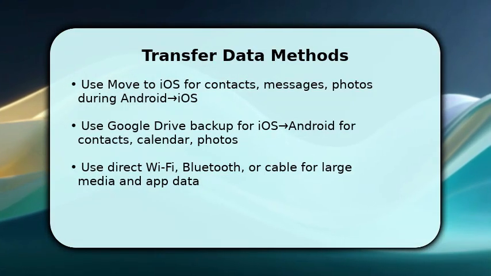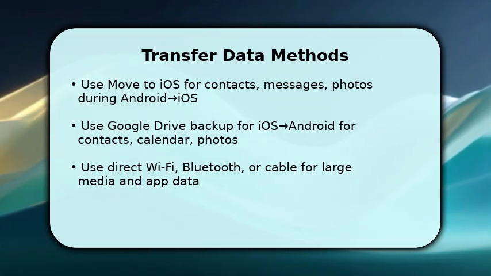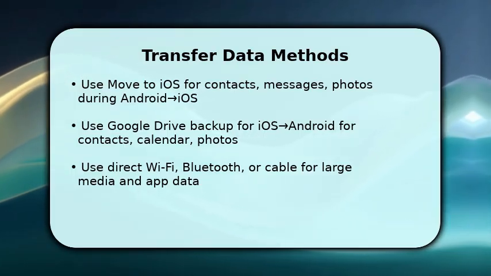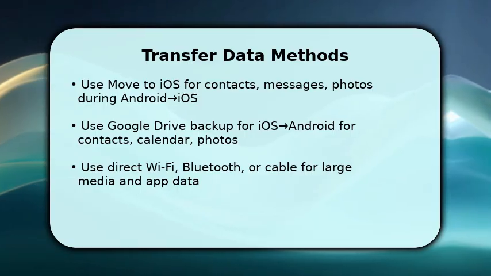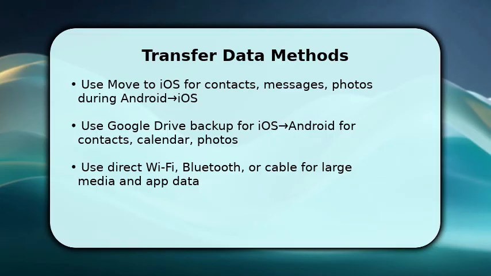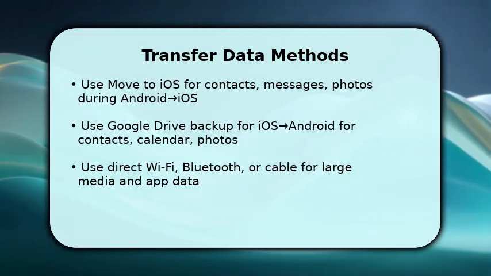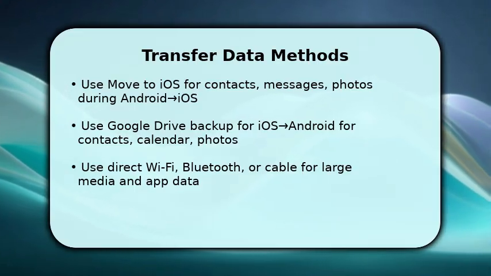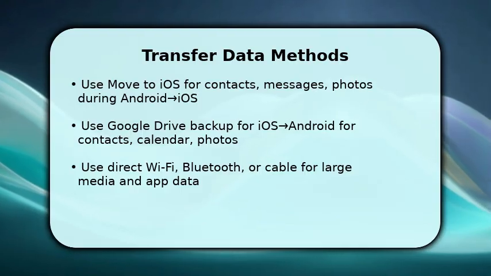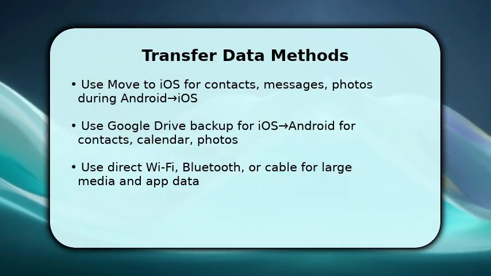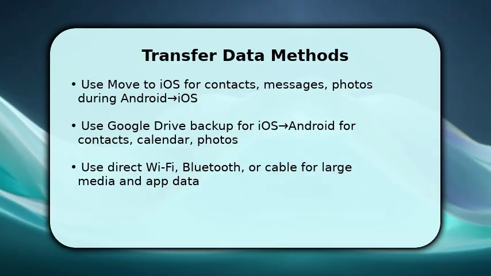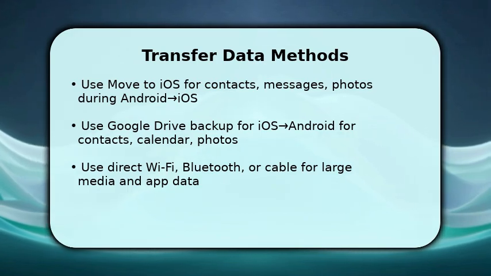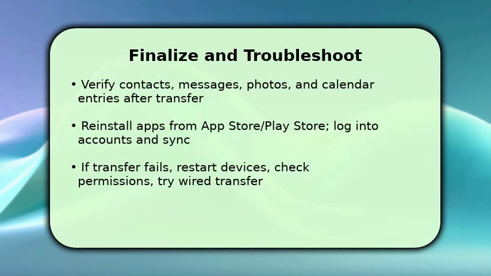Now pick the right transfer method for your content. Use Move to iOS when moving from Android to iPhone because it maps contacts, messages, and photos. Conversely, backup iPhone data to Google Drive for Android. It preserves contacts, calendar, and photos reliably. For large media or app-specific data, use direct Wi-Fi transfer, Bluetooth tethering, or a USB cable with an adapter to speed things up. Make sure to grant storage and contacts permissions when prompted, so the tools can read and write data. Finish by verifying critical items.